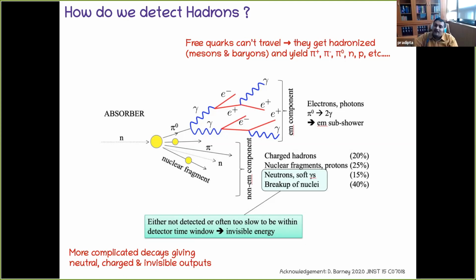It is true that quarks get produced at the LHC, but they get hadronized. Eventually, the signature of the quarks that you can get will be in terms of mesons and baryons. That means pi plus, pi minus, neutron, proton, and things like that. This is a schematic diagram, for example, of how a neutron, after traversing a certain distance, gets split into different parts. And the pi naught can decay into two photons. How? I'm not going to get into those details. It's a very complicated process.